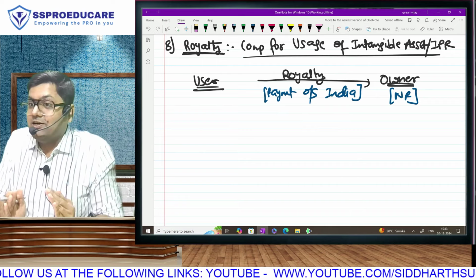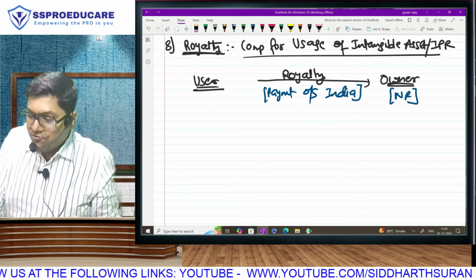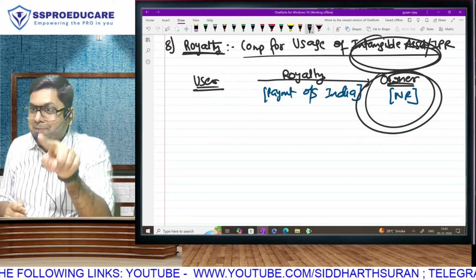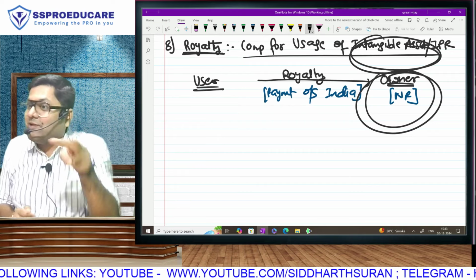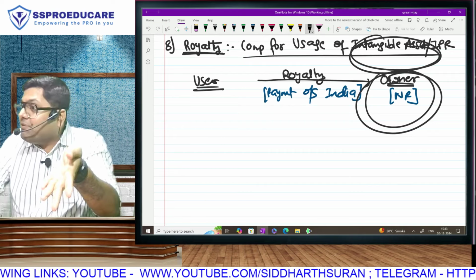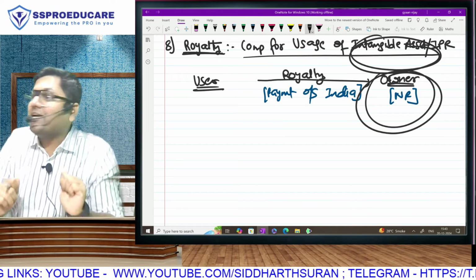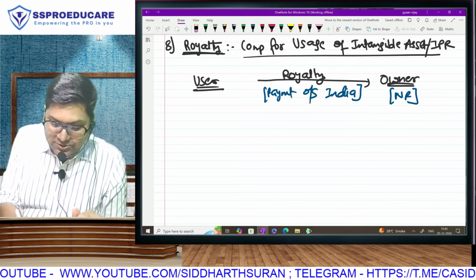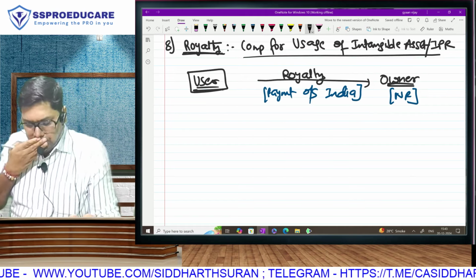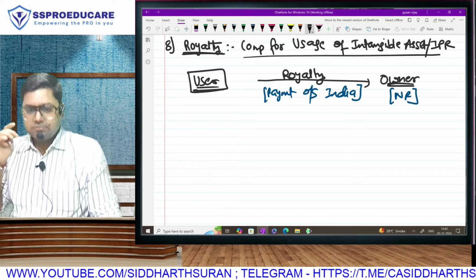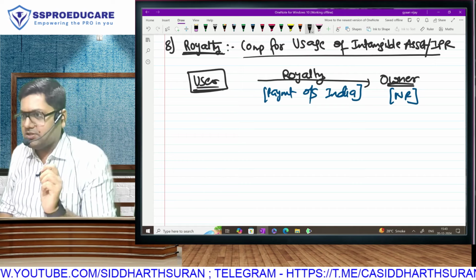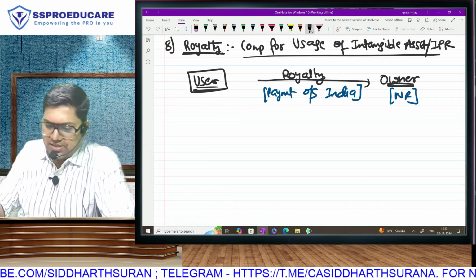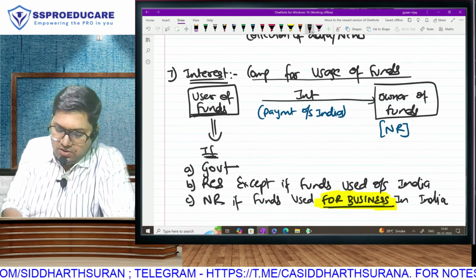Just like interest, here we don't work. My asset is working. In interest, my money was working. In royalty, my asset is working. Rent, maybe we did that only, no? If the asset is located in India. So here also it will be the same thing. Where is this person using my intangible asset? Just like we did this, here also.